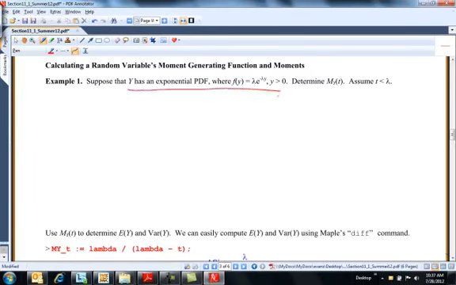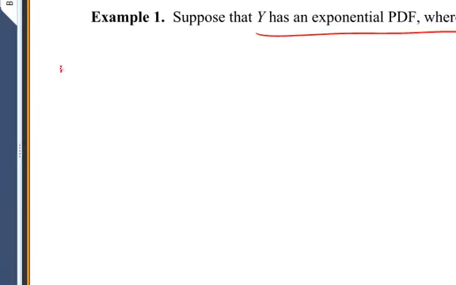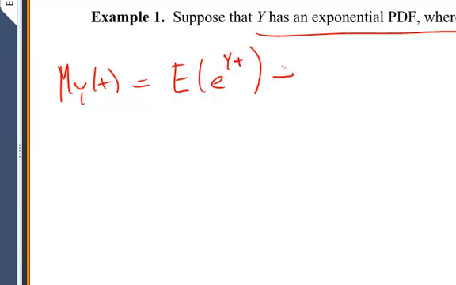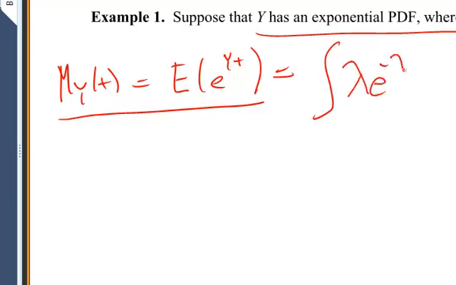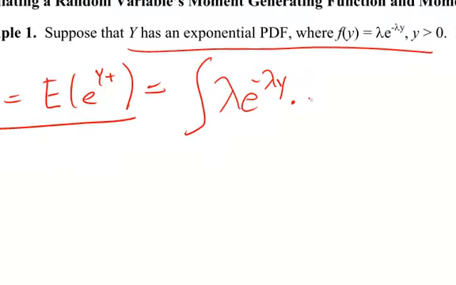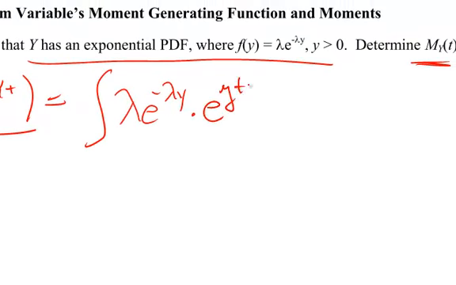Y is exponential. Determine its moment generating function. So my of t should be the expected value of e to the yt. That's just the definition. This is just the definition of expected value. Y is continuous, so this is just the integral of f of y times e to the yt dy, and y's go from 0 to infinity.